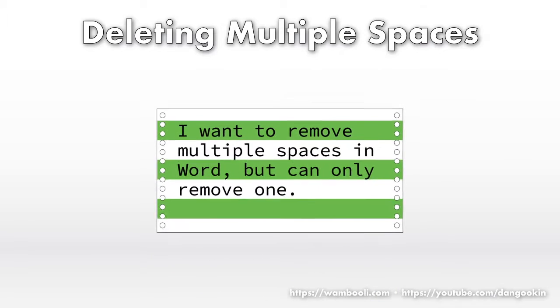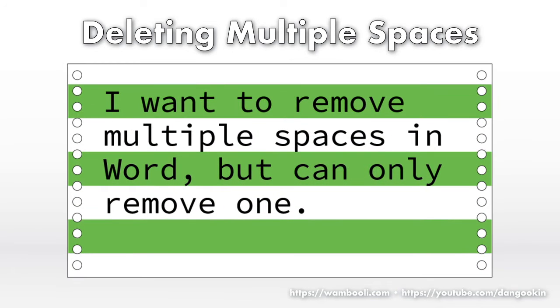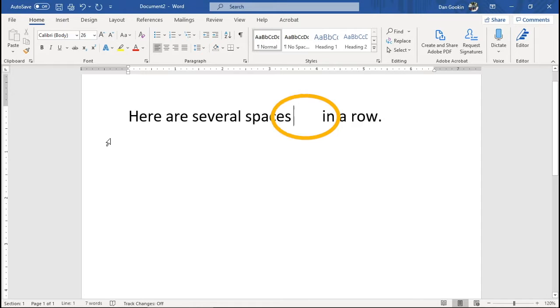Here's an email question I received recently. "I want to remove multiple spaces in Word, but can only remove one." Well, after some clarification, I understood what the reader wanted to know. When you have a plethora of spaces in a document, the Delete key removes only one at a time. And moving in from the other direction, the Backspace key removes only one space at a time. So how can you most effectively remove the entire span of spaces all at once?